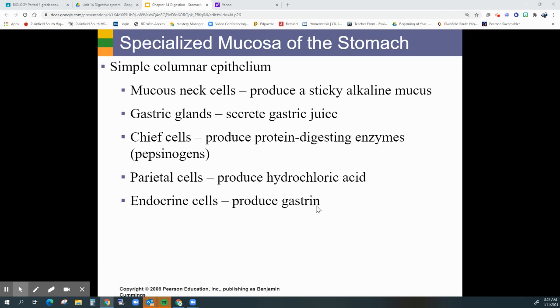So we really only have a couple of different things going on in there. I know there are a lot of cells there, but the main ones you need to remember are the parietal cells.